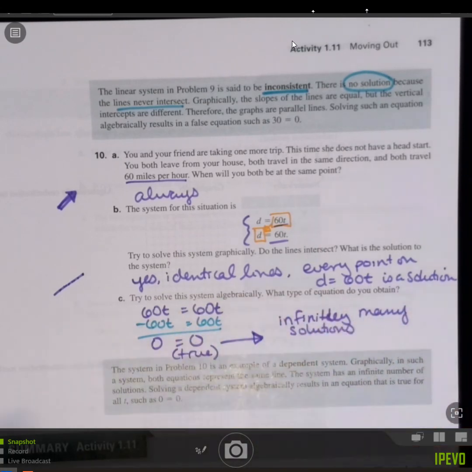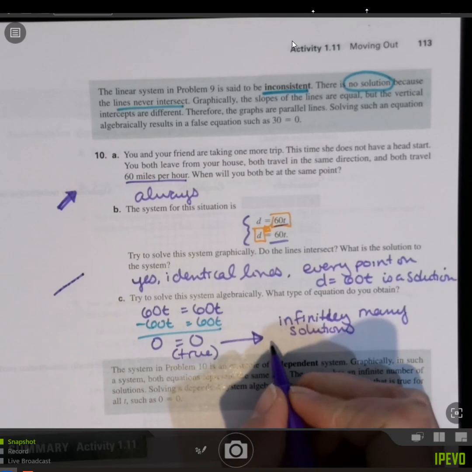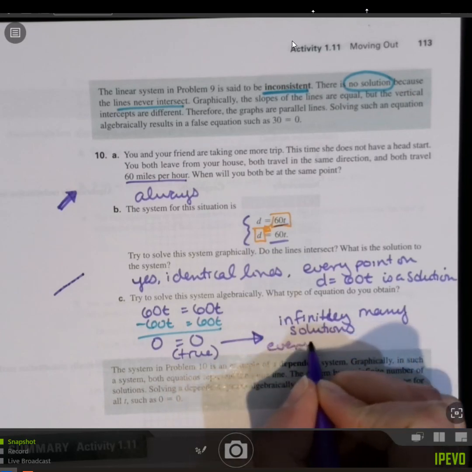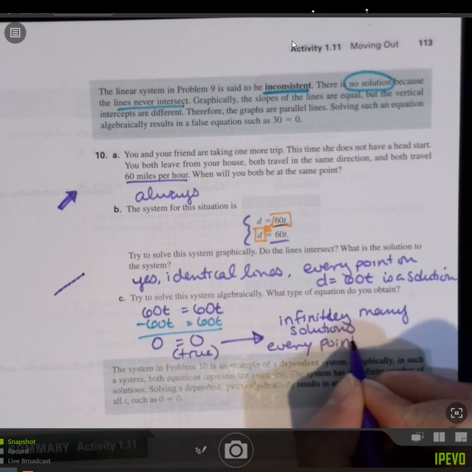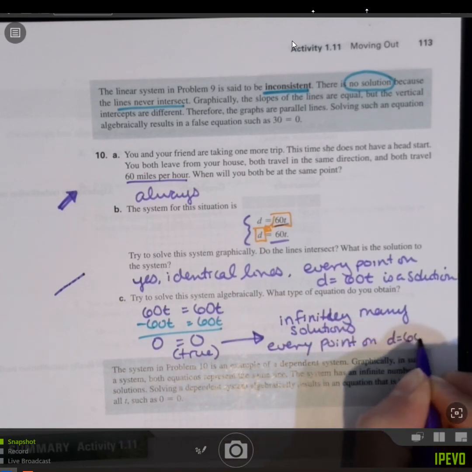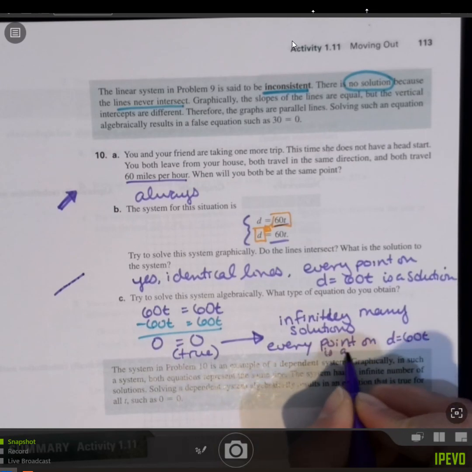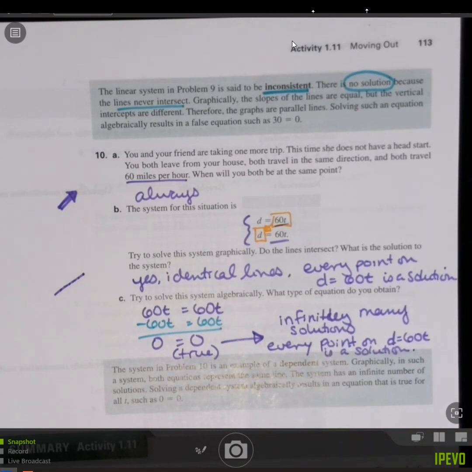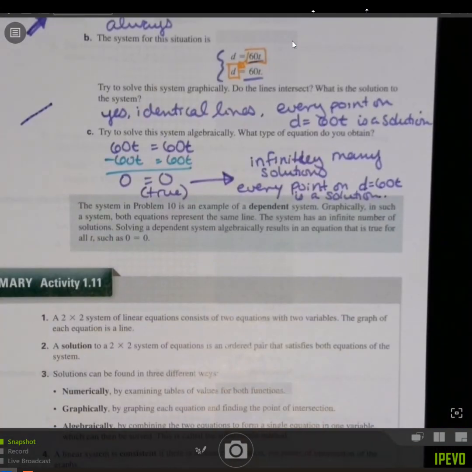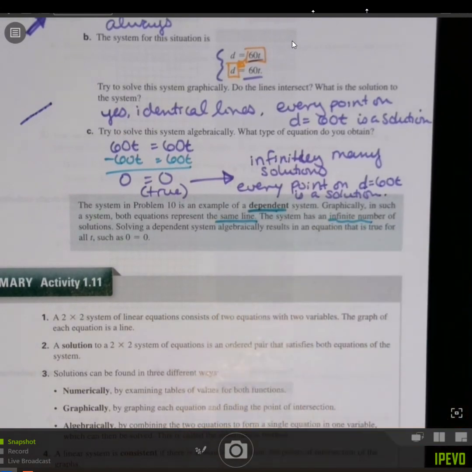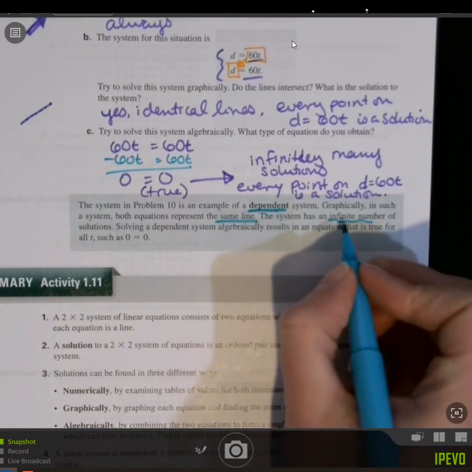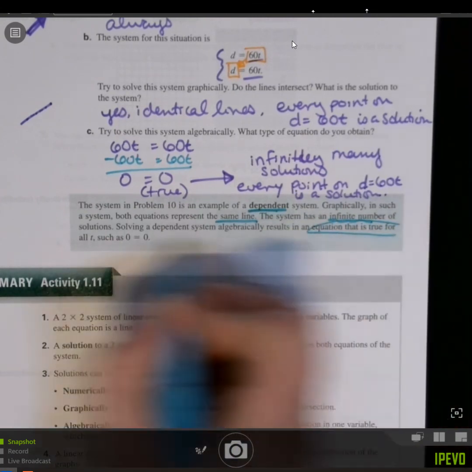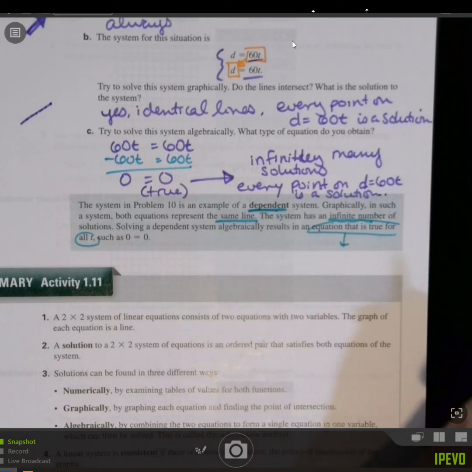That's how many solutions there are, but what are the solutions? Every point on the line is a solution. So every point on d equals 60t is a solution. And when this happens, the system is called dependent. Graphically, they are the same line. The system has infinitely many solutions. When you solve this, the answer is that the equation is true for all t on the line. So the equation itself becomes the solution.